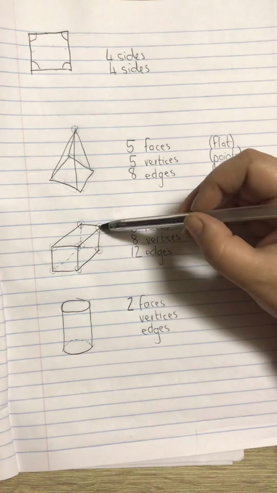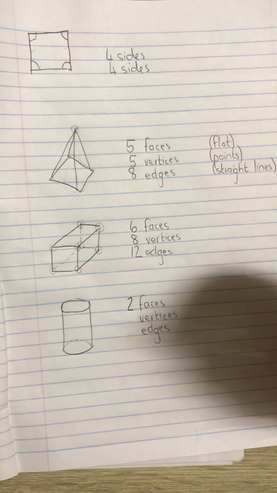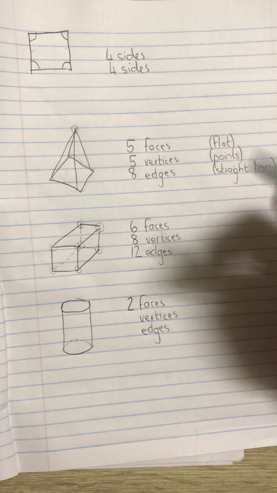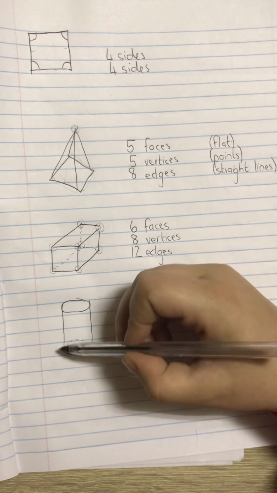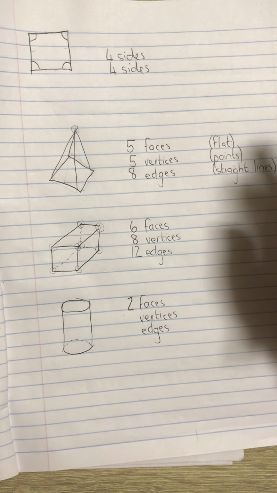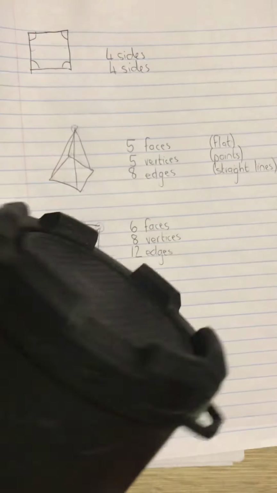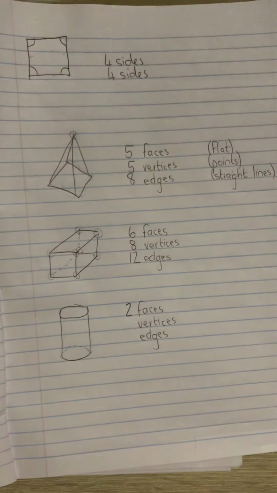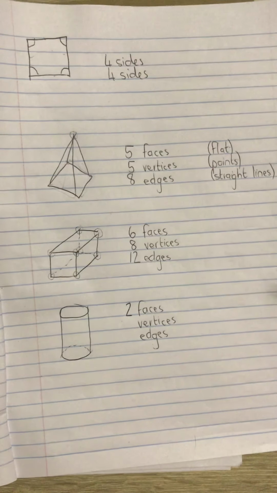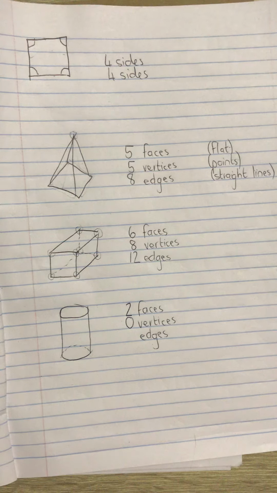Vertices, how many pointy parts? Now, if you purely looked at the picture, you might think, okay, here's a pointy part, here's a pointy part, here's a pointy part. No. Think about the shape in real life. There are no points, there are no sharp corners on a cylinder. It is rounded in all of the areas where it connects, so 0 vertices.